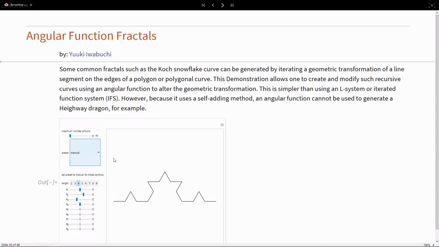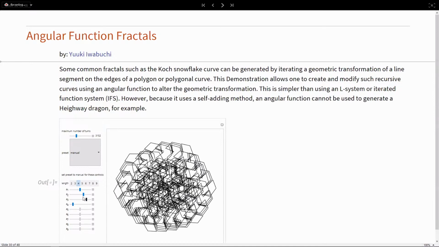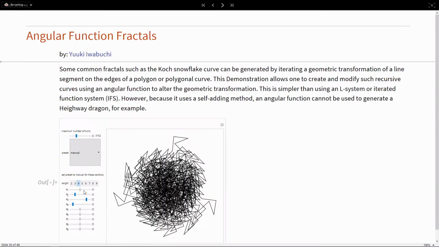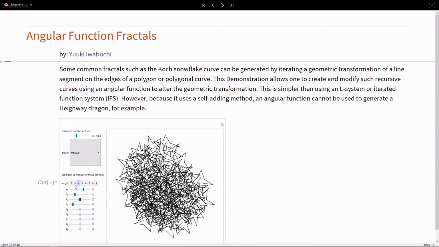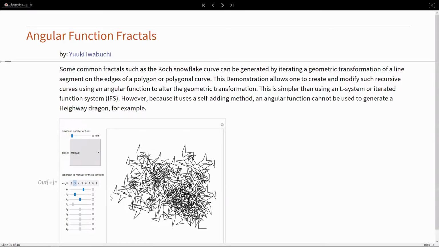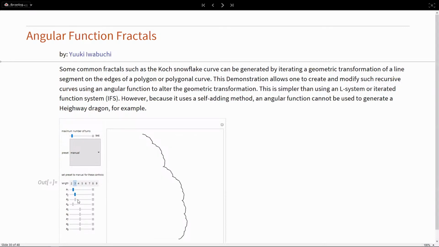Another item is angular fractals, such as the Koch snowflake. And I believe this one allows you to adjust angles. And they get wildly complicated as you adjust the angles. Now it's just kind of a cloud of chaos, but it's still a space filling curve. It's just not a particularly nice looking one. But many of these will resemble biological patterns such as seen in leaves and ferns.